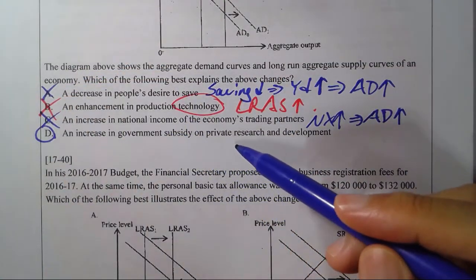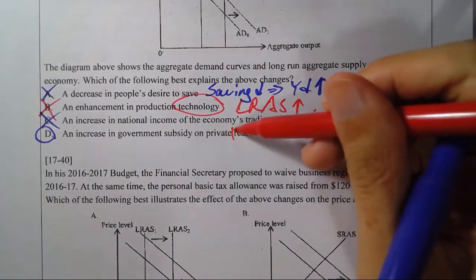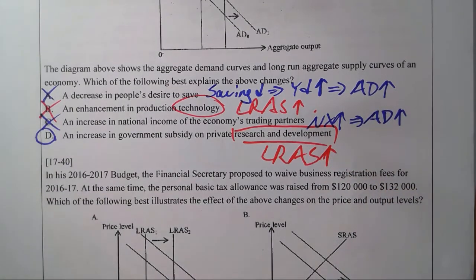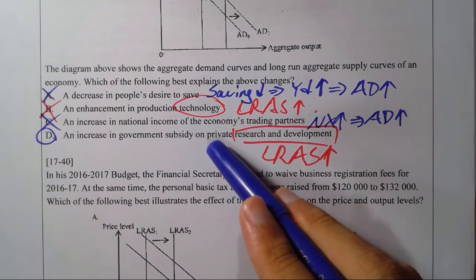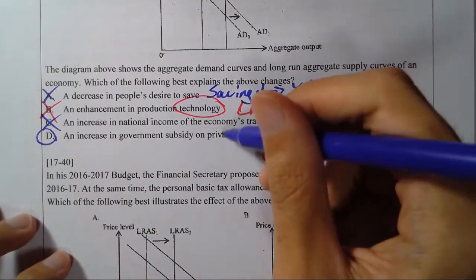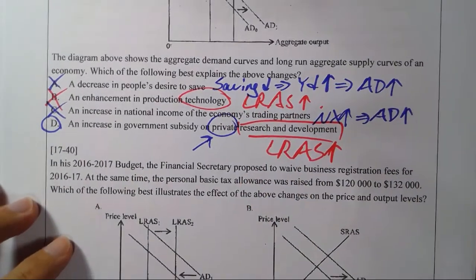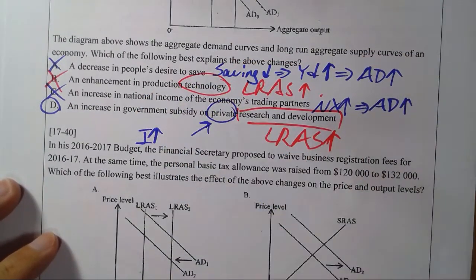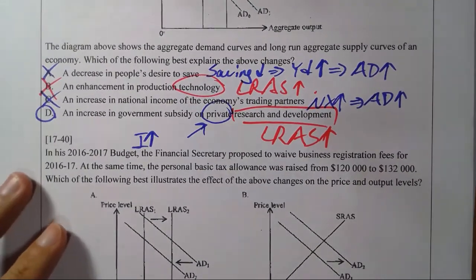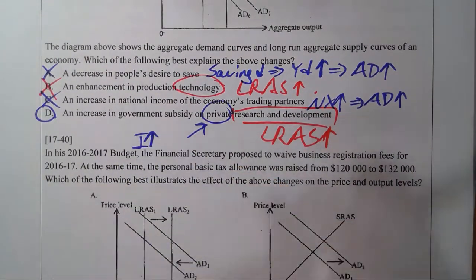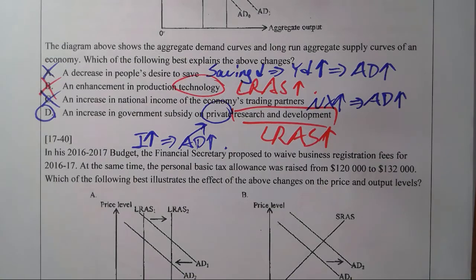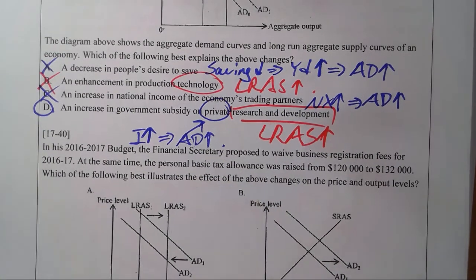Increase in government subsidy on private research and development. When you see R and D, immediately you remember LRAS increases, right? Another thing is, since the government gives subsidy to private companies, they may want to invest more since they want to get the subsidy. Therefore, they will be more incentivized to put more investment. So AD would also go up, right? So D is the answer. AD goes up, LRAS goes up.